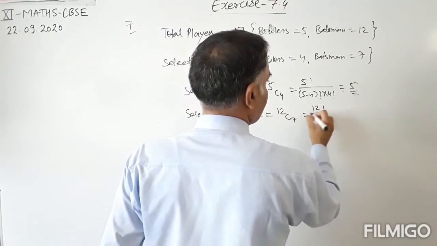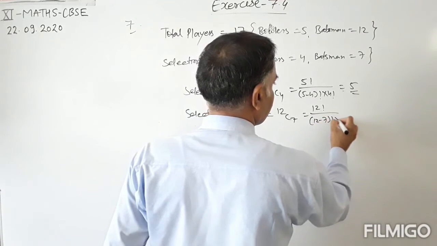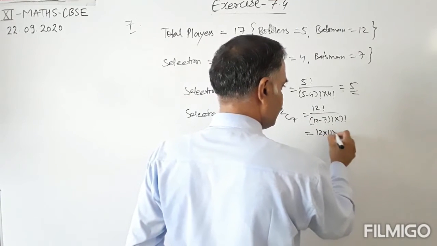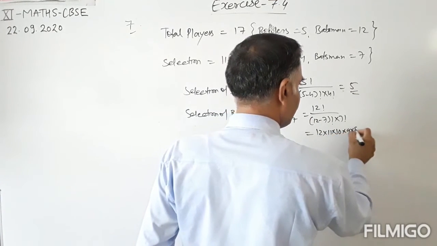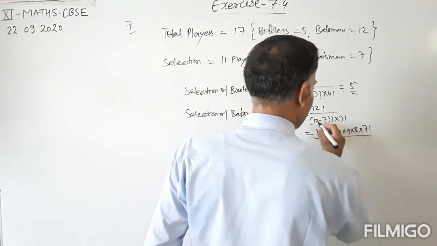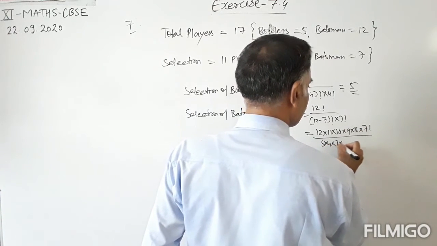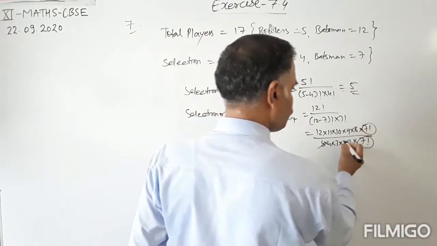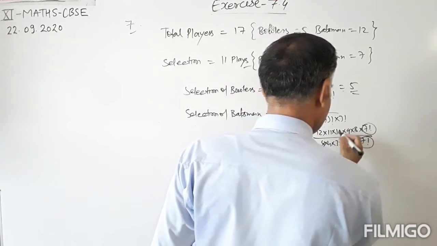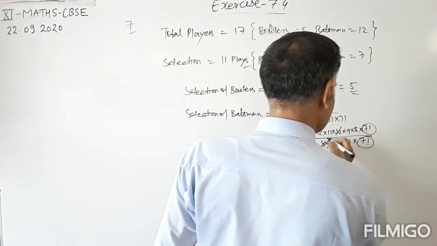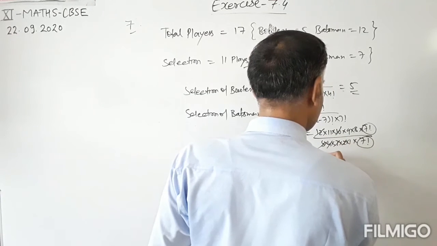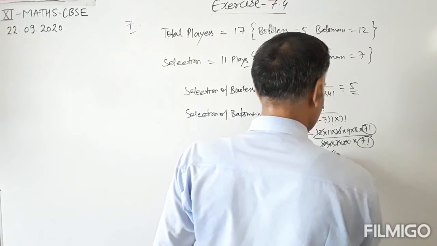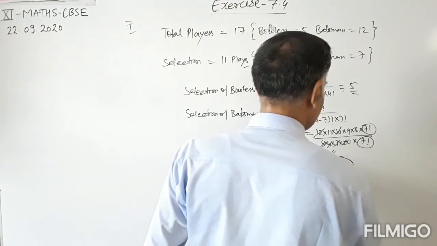12C7 means factorial 12 upon (12 minus 7) factorial into 7 factorial, equals to 12 into 11 into 10 into 9 into 8 into 7 factorial upon 5 factorial, 5 into 4 into 3 into 2 into 1, into 7 factorial. This will cancel this, and 5 twos are 10, and 4 threes are 12. So 11 into 9 is 99, 99 into 8, that is 8 nines are 72, 792.